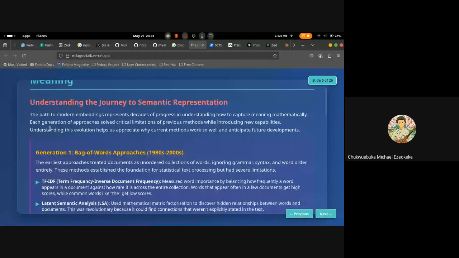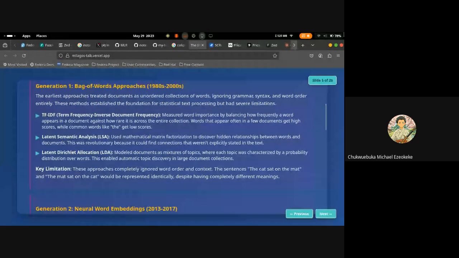So the first generation is the bag of words approach. In the bag of words approach, we have TF-IDF, term frequency, that falls under it. Then we have latent semantic analysis. In this case, researchers used mathematical matrix optimization to discover hidden relationships between words and documents. And then we have LDA, another approach used to model documents as a mixture of topics. Currently, something that has been trending for a while is mixture of experts in machine learning research.